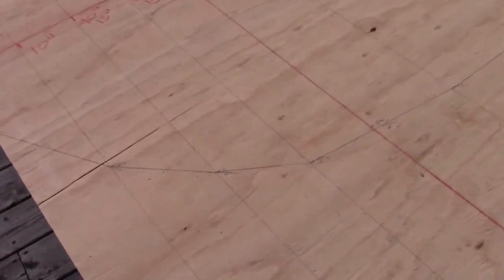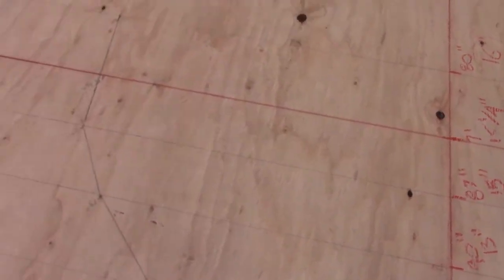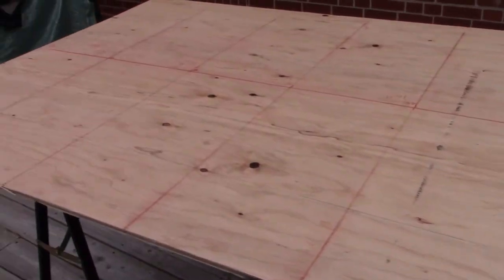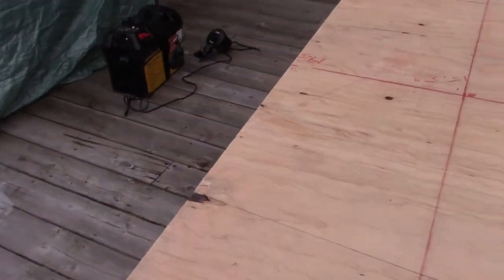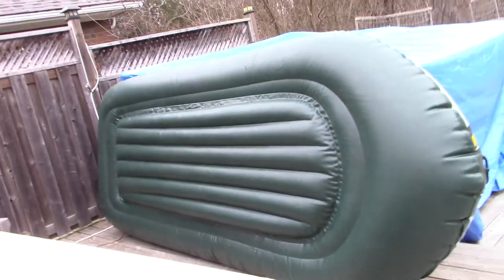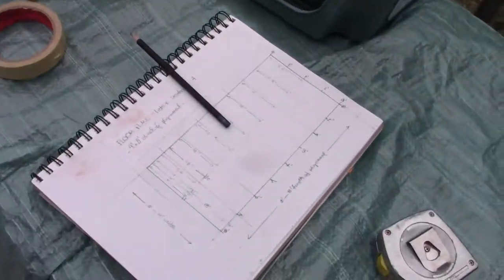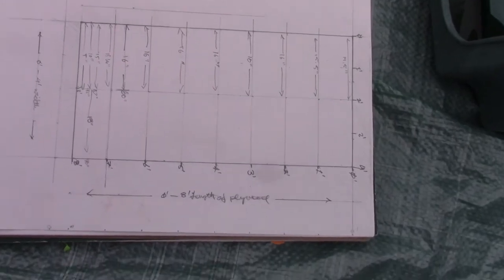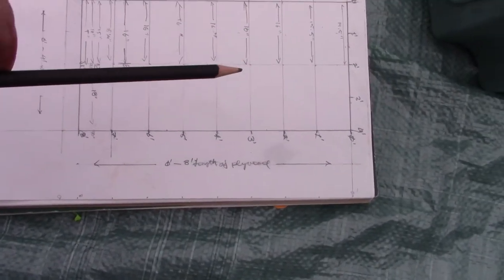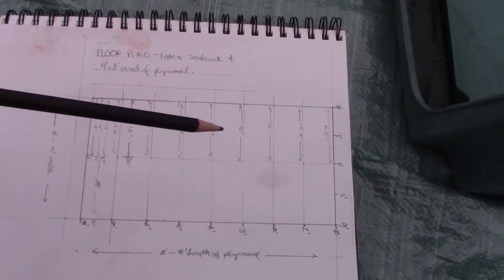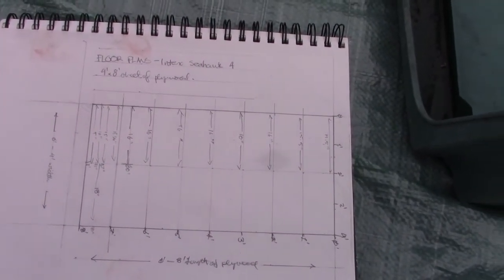Okay, so what I've done here is I measured out the floor of the raft, and I made a diagram with all the measurements. It's 8 feet long. The floor of the raft, exactly 8 feet. The plywood is exactly 8 feet.